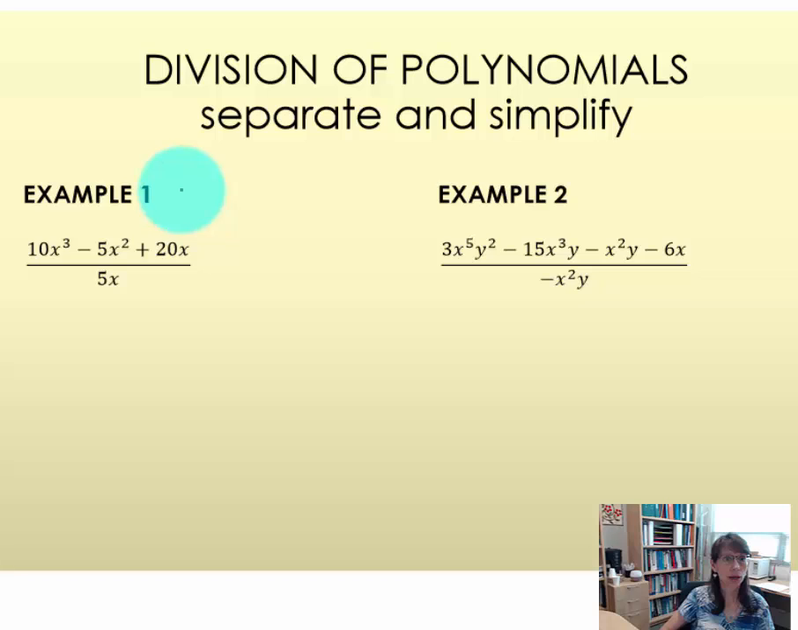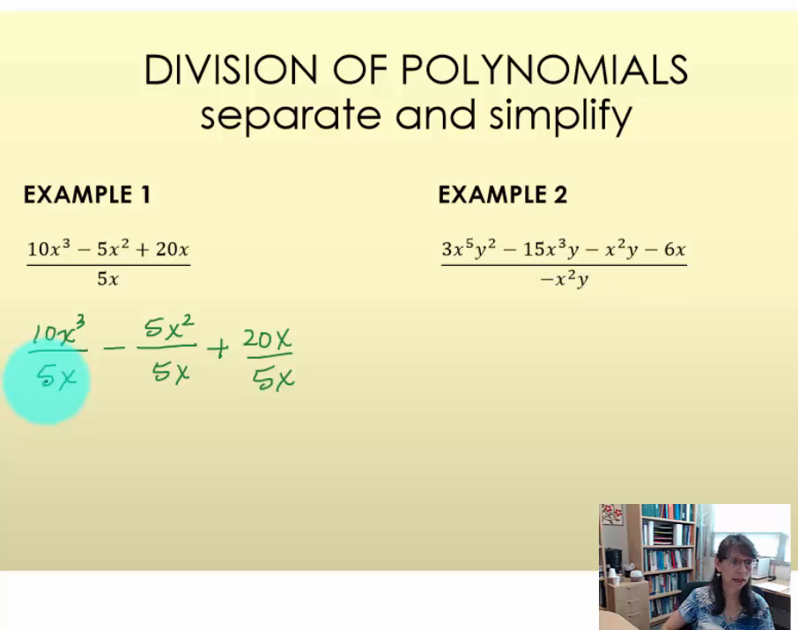The last operation on polynomials that we're working with today is division, and we are dividing by a single term. That's called a monomial. So 10x cubed minus 5x squared plus 20x is divided by 5x. What that really means is every term in the numerator is divided by 5x. So we call this the separate and simplify technique because we're going to separate our terms in the numerator and divide them each by 5x. This allows us now to simplify.